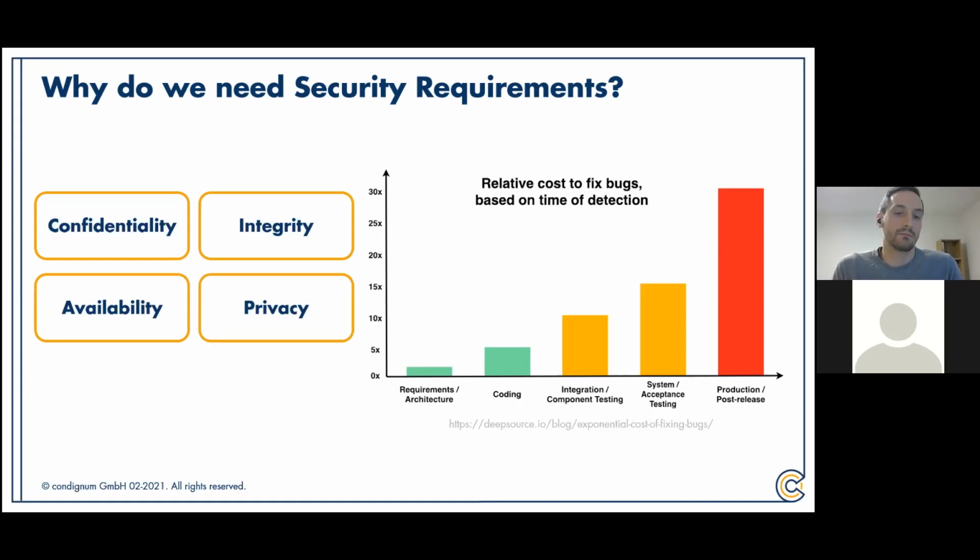So yeah, the requirements management phase is one of the very first in the beginning, right next to the design and the architecture phase. So if we consider the security topics right in the beginning, it will be much, much cheaper in the long run.